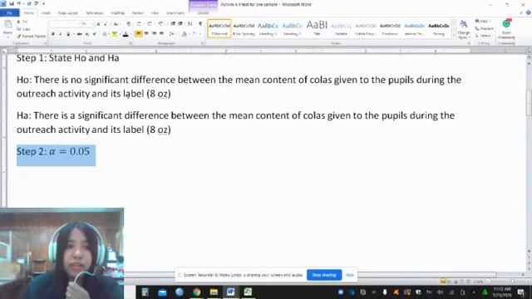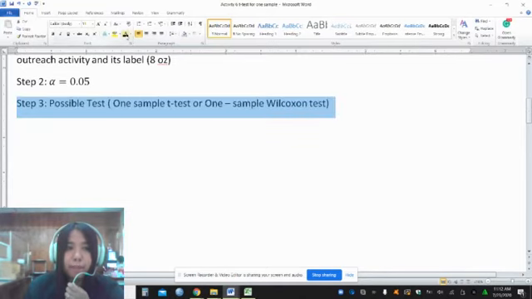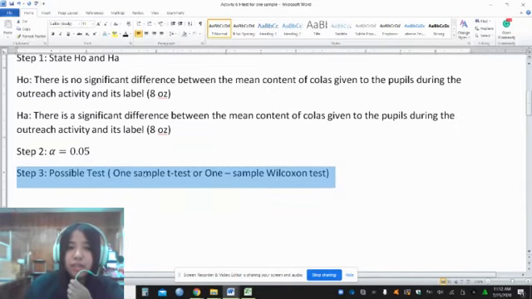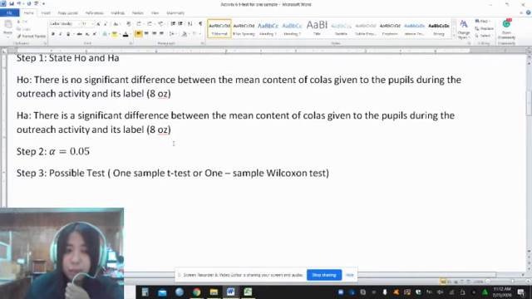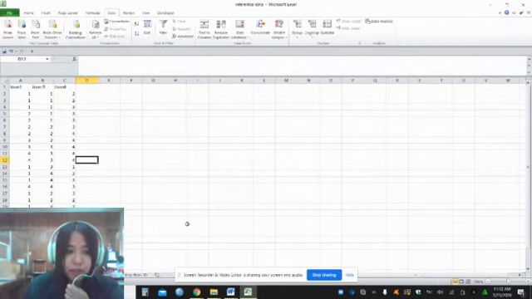Initially, in setting the level of significance, we will use 0.05, because this can be changed after generating the result if the p-value is less than 0.01. And then for step 3, we will also check what is the possible test. As written here, the possible test is one sample t-test or one sample Wilcoxon test. So let's go to our data to see what is the nature of our data.